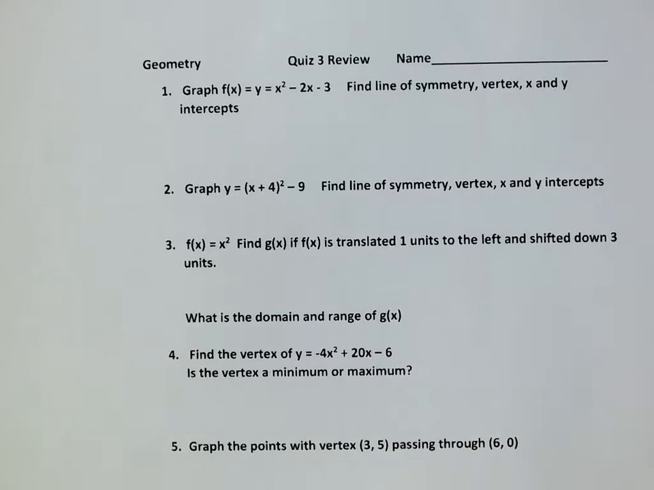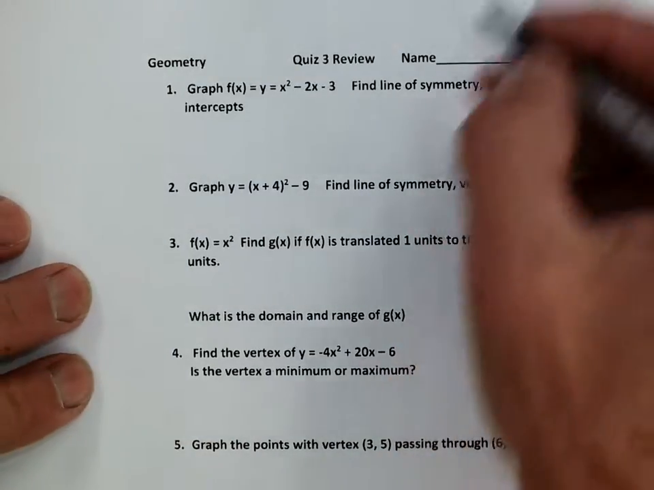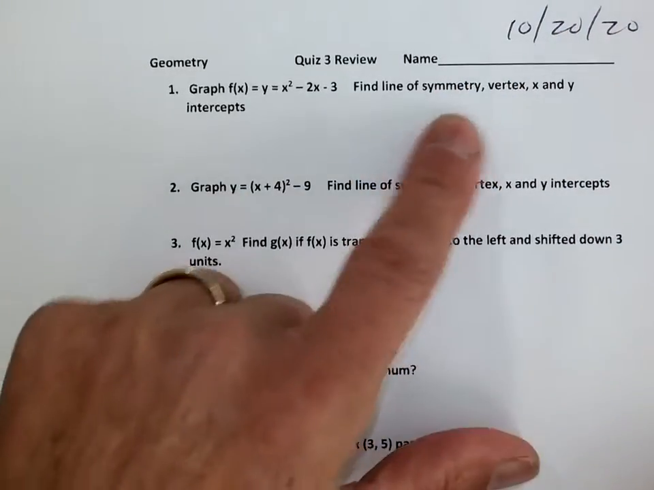Okay, everybody, here is the review, and I'm hoping you're going to do this. I'm not going to go through all of this because this is your homework assignment, but let's take a look at it. So today's date is 10/20/20. Okay, so line of symmetry.